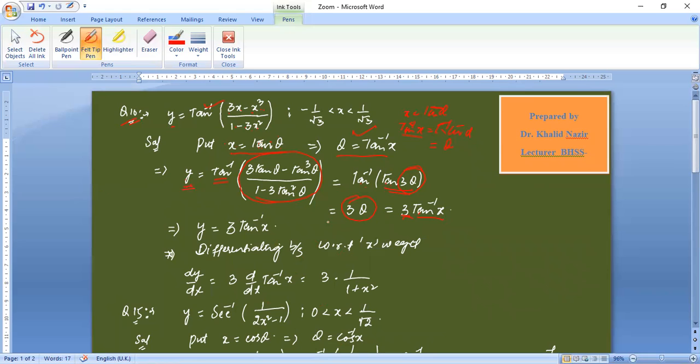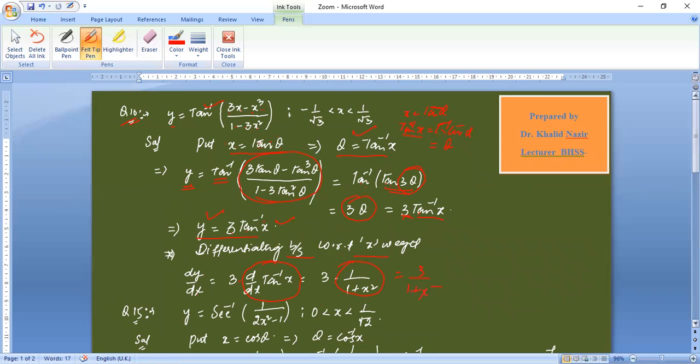Now differentiate both sides with respect to x, because this is now a function of x, right? So dy by dx: 3 will be there, and differentiation of tan inverse of x. We have already discussed that differentiation of tan inverse of x is 1 divided by 1 plus x square. So the answer would be 3 divided by 1 plus x square, right?